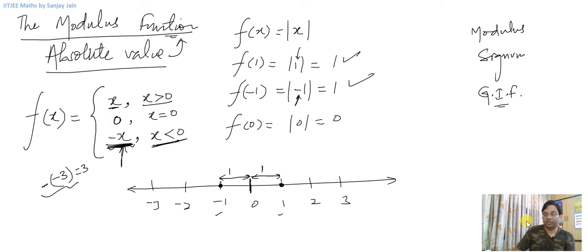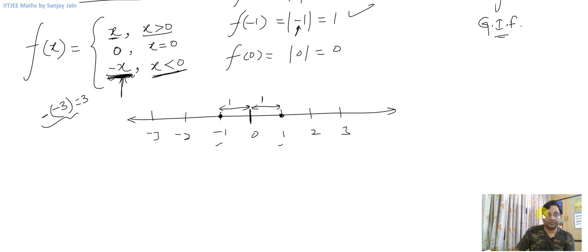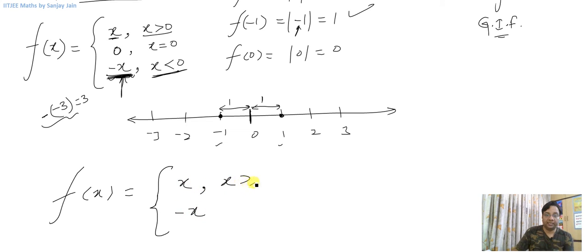You can also write it in this format: f of x is equal to x when it is greater than or equal to 0, and minus x when it is less than 0, right? Now the part that had 0 here is covered here itself. Okay, so this is the shorter form, so it is better to write like this. Or if you don't want to write it here, you can write it here also, because in that case also minus 0 will also be 0.